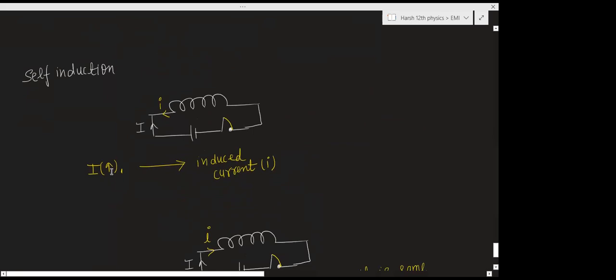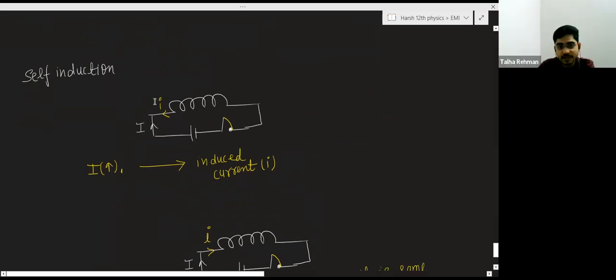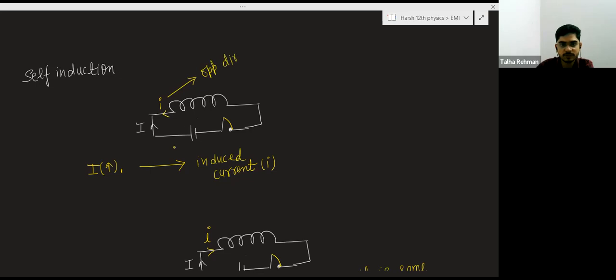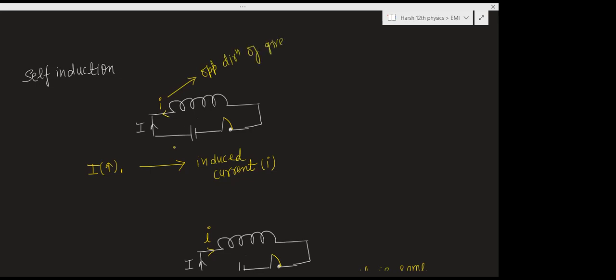Here current I is increasing. That is why the induced current is in the opposite direction of the given current. So you can write here, this is the opposite direction of the given current.